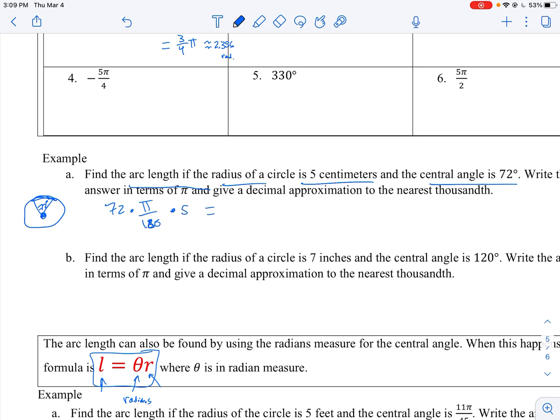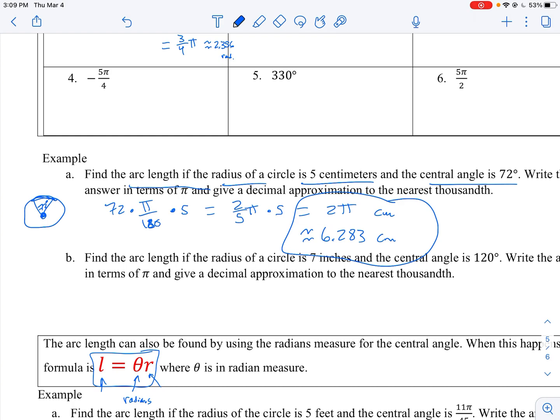So you get 72 over 180, and after simplifying you get 2/5 pi times 5, which gives me 2 pi, because 2 times 5 is 10, divided by 5 is 2. That's the exact value. The decimal approximation, 2 times pi, is 6.283, etc. It says nearest thousandth, so I'll stop at 3 there. Centimeters. I can put centimeters on both. So that's how you get arc length.